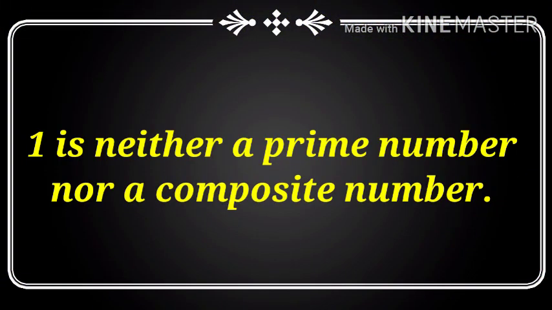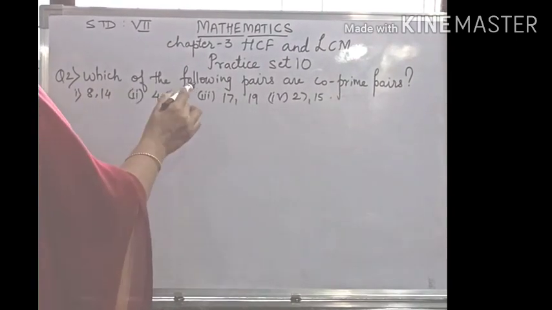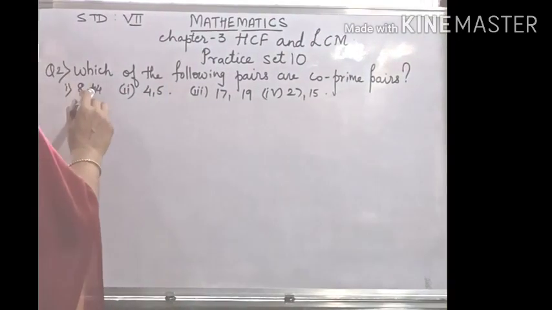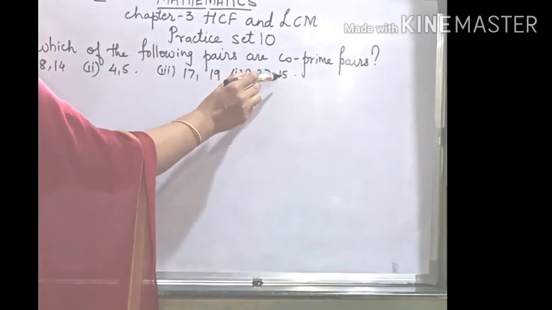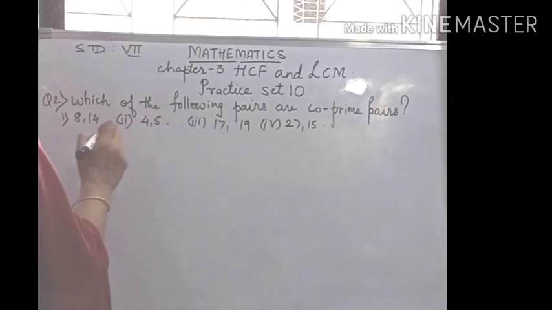Based on this, we will solve practice set number 10. First question: which number is neither a prime number nor a composite number? You already know this. 1 is neither a prime number nor a composite number. Second question: which of the following pairs are co-prime pairs? 4 pairs are given to you: 8 and 14, 4 and 5, 17 and 19, 27 and 50. So we will find out which pairs are co-prime pairs.